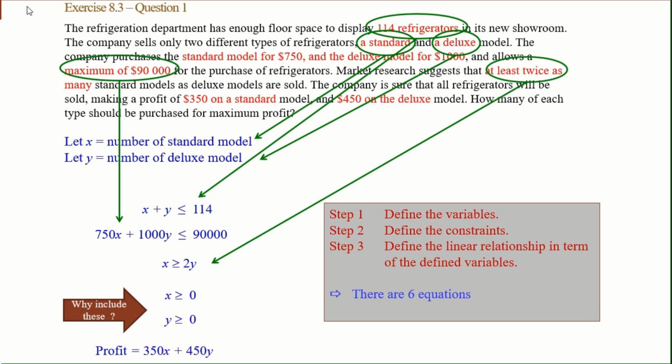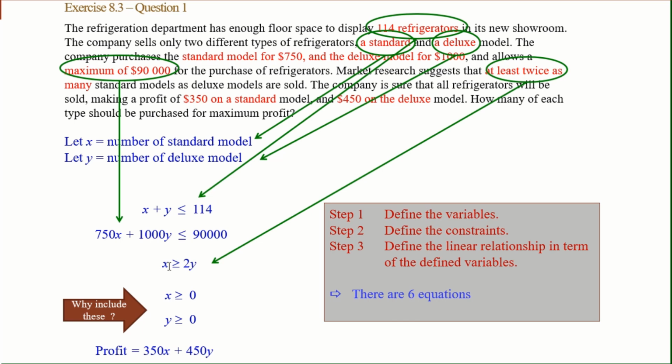Okay, market research suggests at least twice as many standard as deluxe. Please follow the ratio method that I taught you. What is said first goes to the left. What is said first? Standard. Standard goes to the left. What is said second? Deluxe. Y goes to the right. How many times goes to the right? So you have x and 2y. The how-many-times always goes to the right. Please follow this method. It is foolproof. What is said first to the left, what is said second to the right, the how many times to the right. Okay, now you want to know the sign, whether more than or less than. At least is more or equal to. Okay, then you have x more or equal to 0, y more or equal to 0.